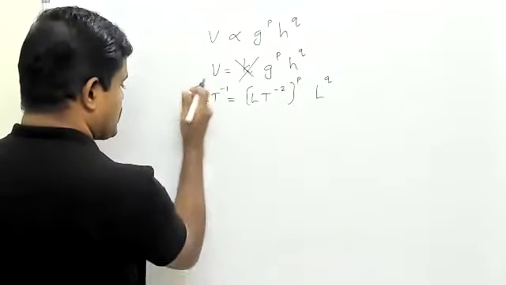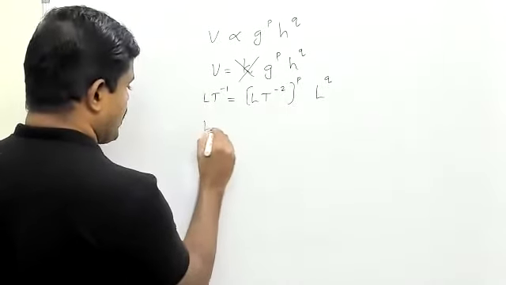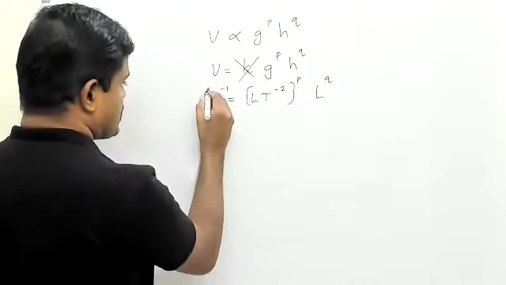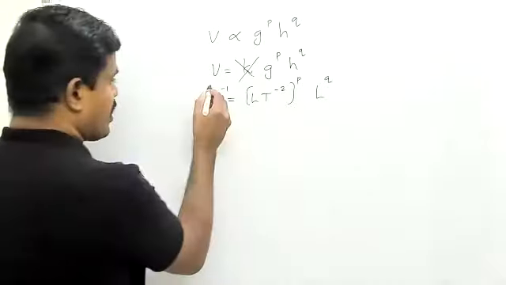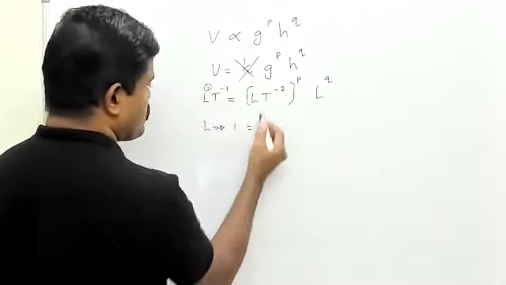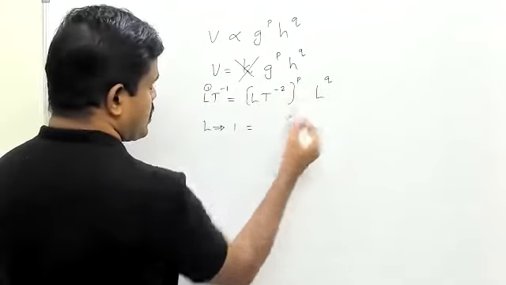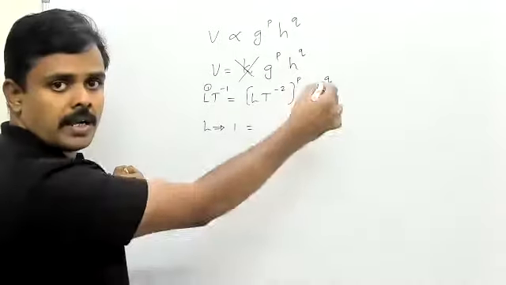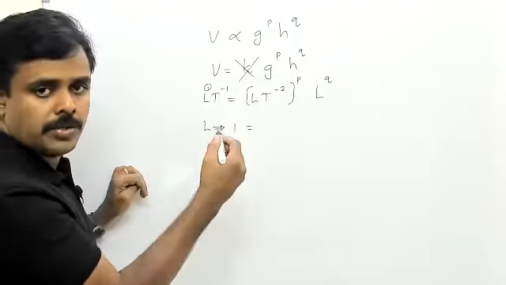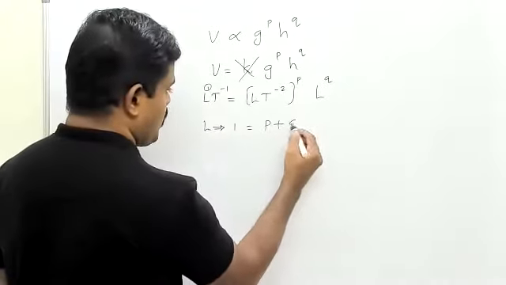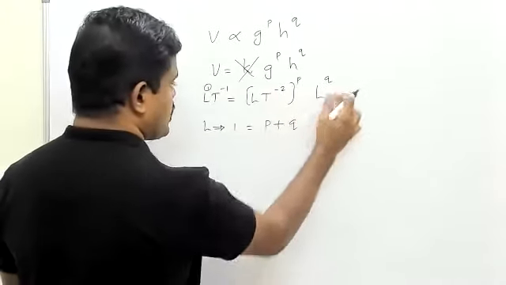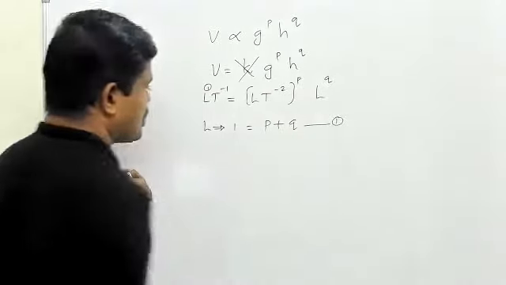Okay. Then either side. Then what? Let us compare L's now. What is the power of L? The power of L here is 1. 1 is equal to, the power of L here is P, L here is Q. L raised to P into L raised to Q is L raised to P plus Q. Yes, this is P plus Q, equation number 1.